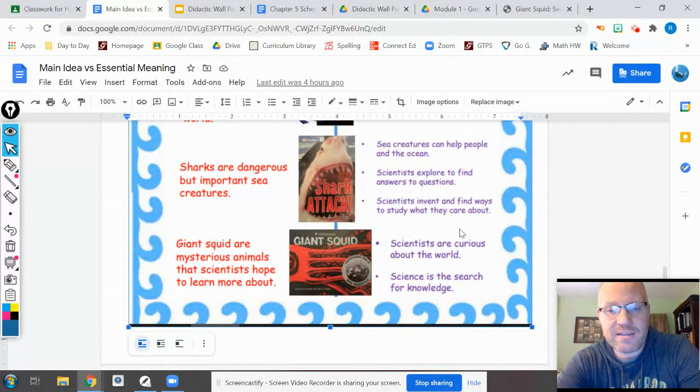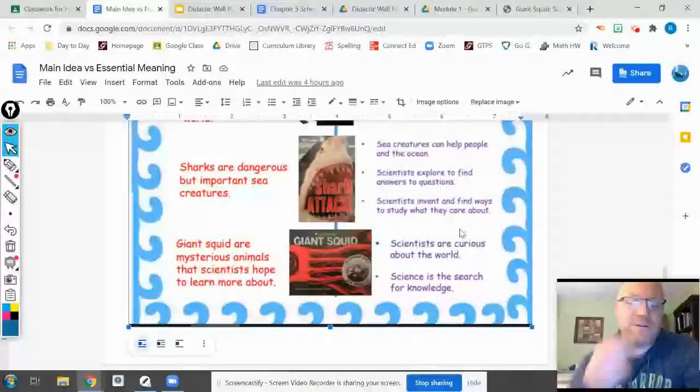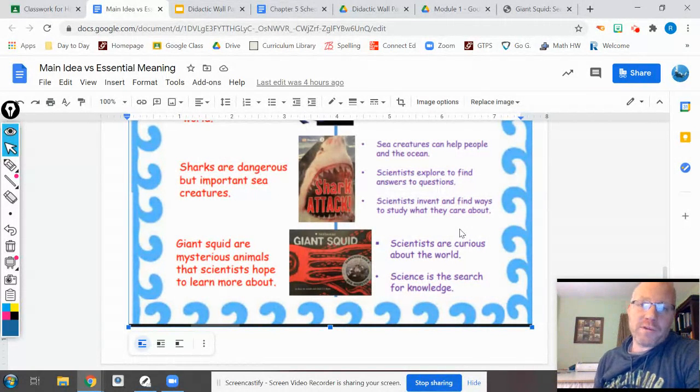And science is the search for knowledge. So it shows us that Clyde Roper studied for his entire life. He's retired now, but he's still involved in the search for the giant squid. Pretty wild. And that's it for that lesson.